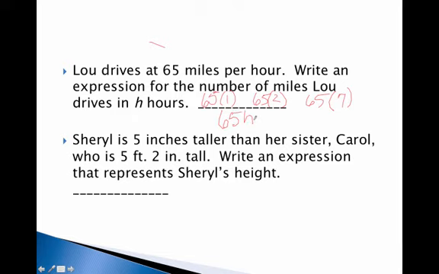Cheryl is 5 inches taller than her sister, Carol, who is 5 feet 2 inches tall. Write an expression that represents Cheryl's height. Well, we've got Cheryl over here, and then we've got Carol over here. And what's the difference between their two heights? Well, we know that Cheryl is 5 inches taller. So we could take away 5 inches from Cheryl's height, and that's going to be Carol's height. Or we could take Cheryl's height, and we know that she's taller than her sister. So if you added 5 inches to Carol's height, that would be the same as Cheryl's height. So either one of those situations will work.